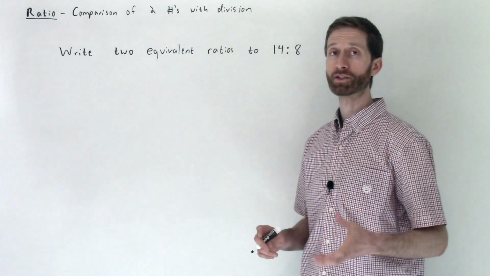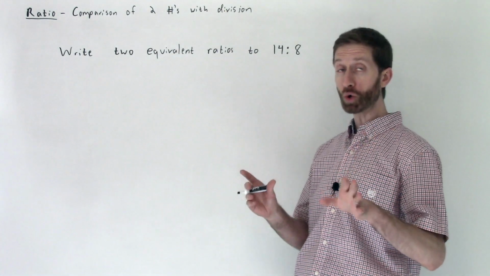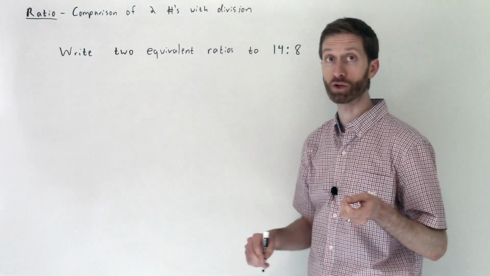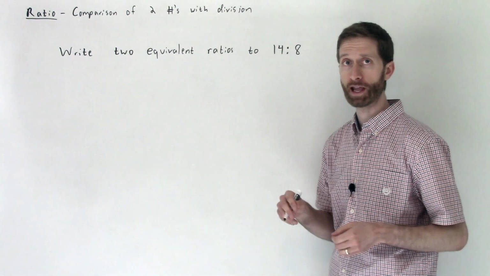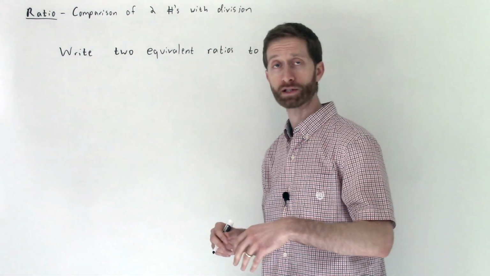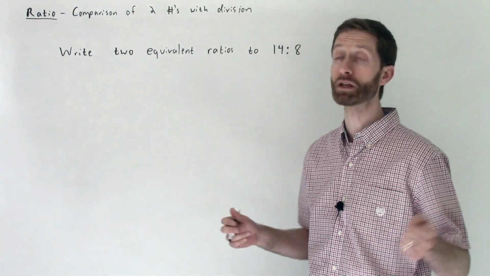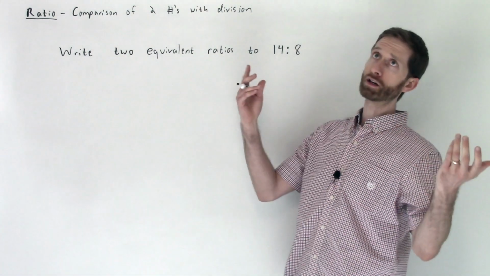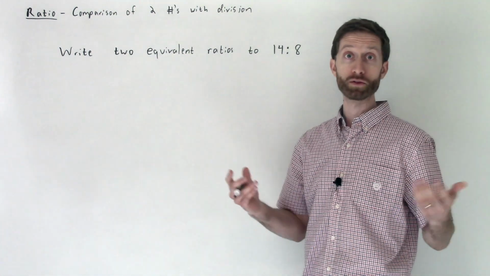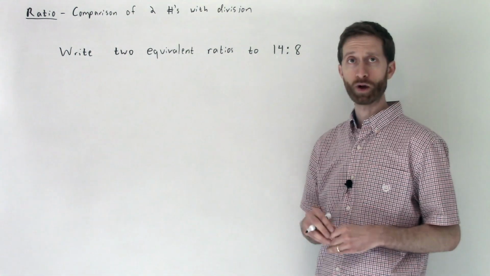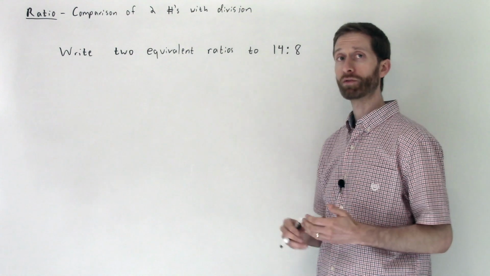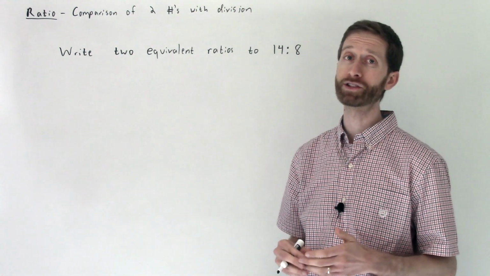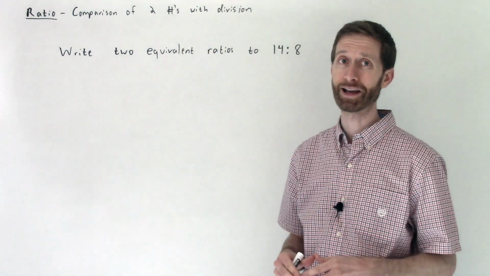We are now tasked with a pretty cool problem, which is to write two equivalent ratios to the ratio of 14 to 8. That could be 14 llamas to every 8 billy goats on a farm. It could be 14 chocolate ice creams ordered to every 8 cookie and cream ice cream ordered. Who knows? But we want to be able to write equivalent ratios. Now, equivalent ratios are very much like writing equivalent fractions. In fact, you can even make it into that kind of problem.